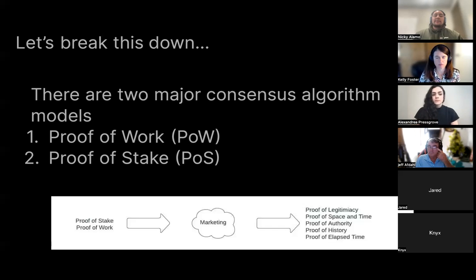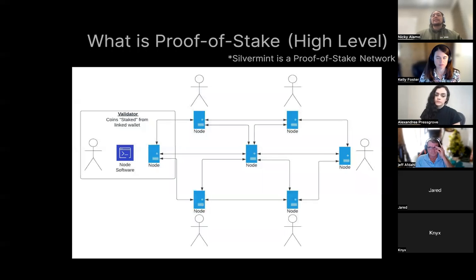Really, that's what we're going to dive into today: proof of stake, because that's what Silvermint is. Silvermint is a proof of stake network. It has its own rules. It has its own consensus mechanism that we call Casanova. But just at a high level, this is a very childlike drawing of mine, building out what a network is.